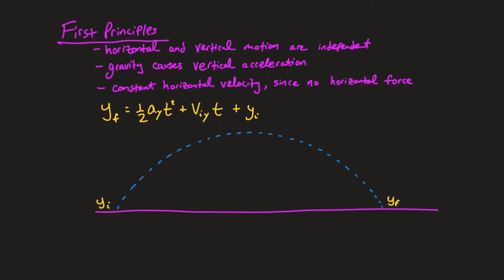So I've listed out a few major concepts. Horizontal and vertical motion are independent. Gravity causes the vertical acceleration. And we have constant horizontal velocity since there's no horizontal force at all on our particle. And then down here is what I call the second equation of motion. I've written that one down, and we're going to now work with it.